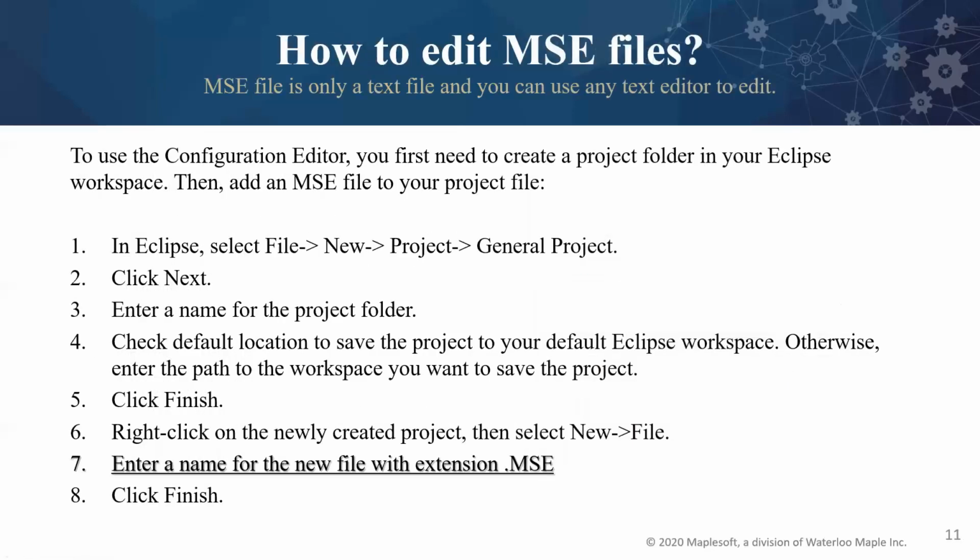So once the editor is installed, to create your first MSC file, you can create a project first. If you click on File, New Project, select a general project and provide a name for it. This is going to create a project folder for you, which you can use to add all your MSC files. Once this folder is added, you can just right click on the folder, select New File, and provide a file name.